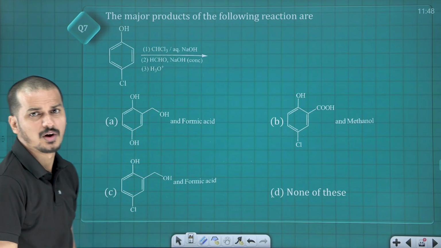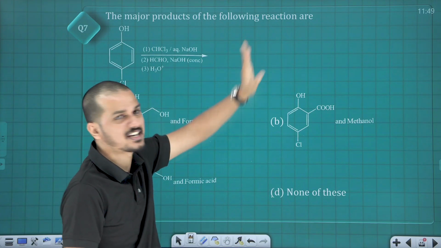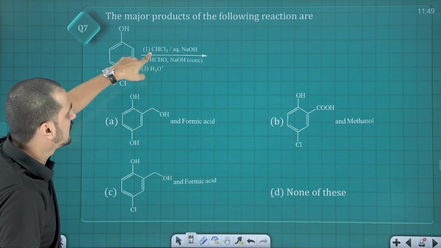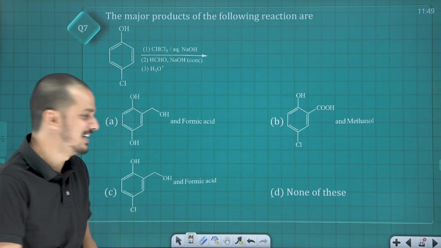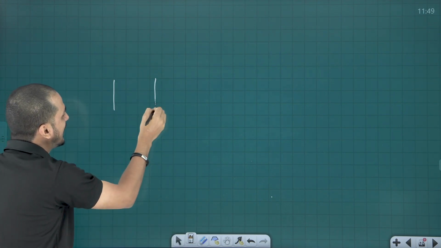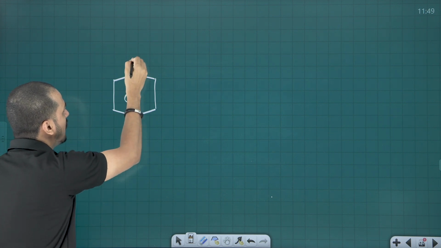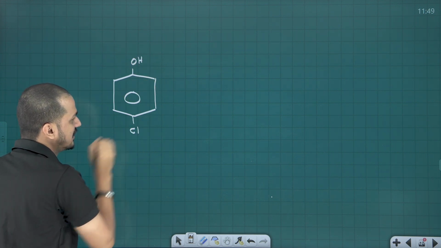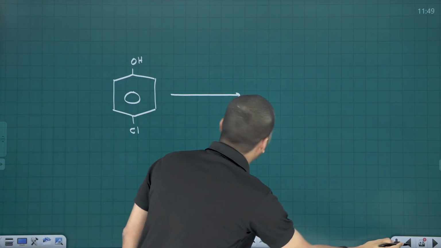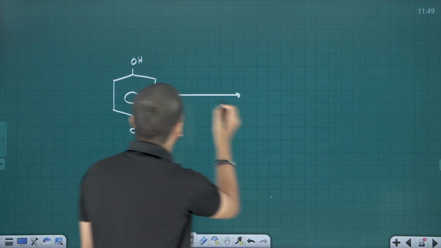This is the next question, a very important one. The major product of the following reaction: they have given para-chlorophenol, which you are treating with chloroform and aqueous NaOH. We learned that reaction. Here OH is there, here chlorine is there. I am treating this with CHCl3 and aqueous NaOH.